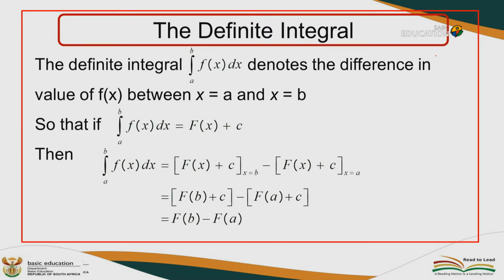Then, let's look at this. We said now define the integral, the definite integral. The definite integral, which is what we've shown, the notation, which denotes the difference of the value of f of x, where x is equal to a and x is equal to b.